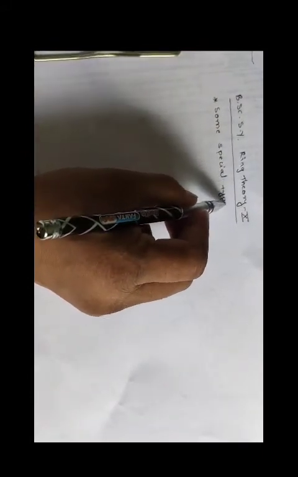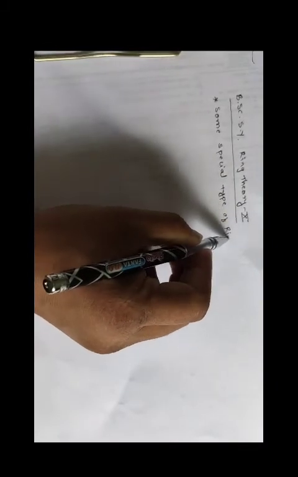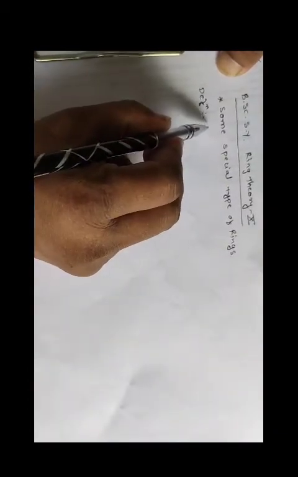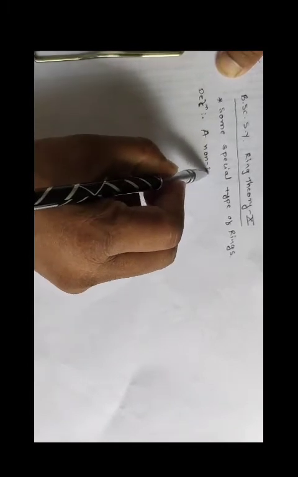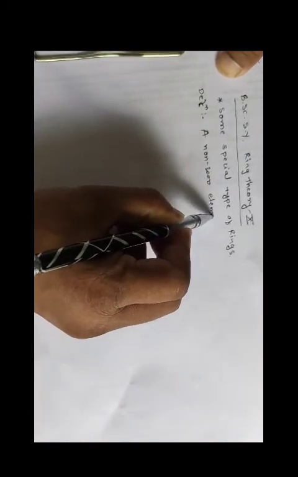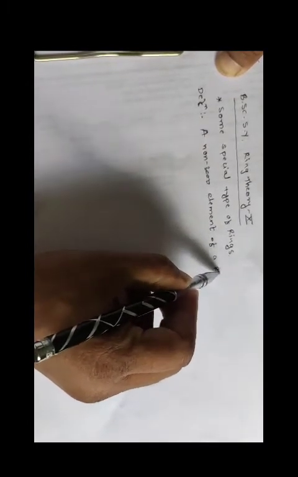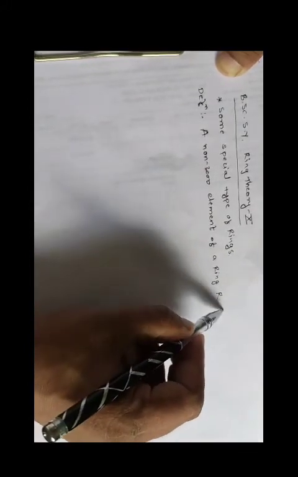Some special type of rings. Before that, we discuss one definition, and that definition is: a non-zero element of a ring R is called a zero divisor.